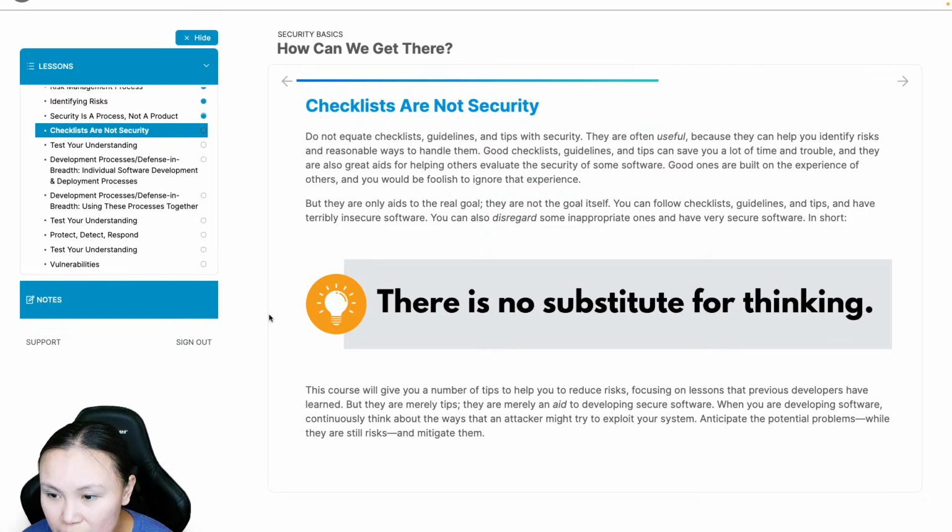Focusing on lessons that previous developers have learned, but they are merely tips. They're merely an aid to develop secure software. So when you are developing software, continuously think about the way that an attacker may try to exploit your system.